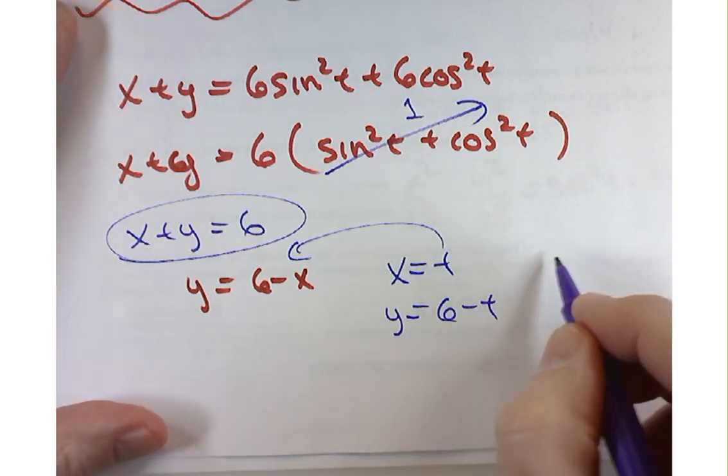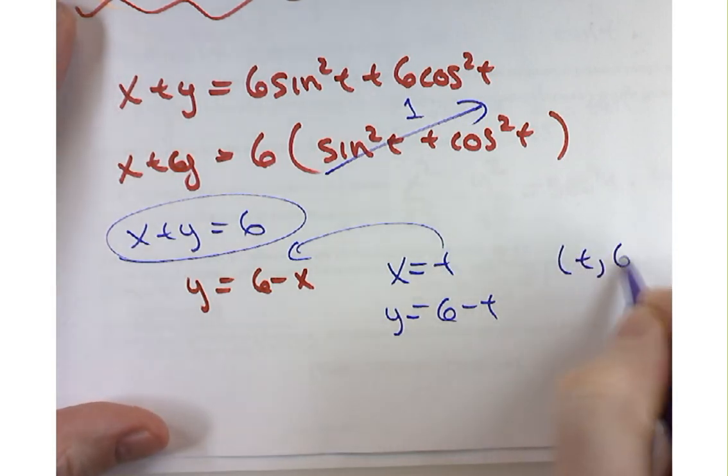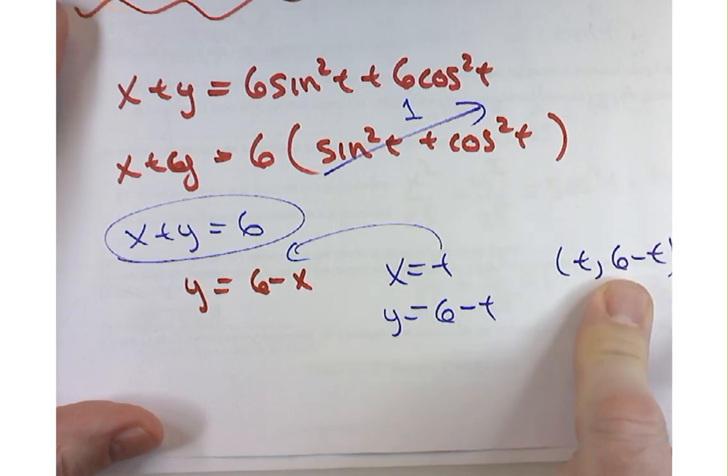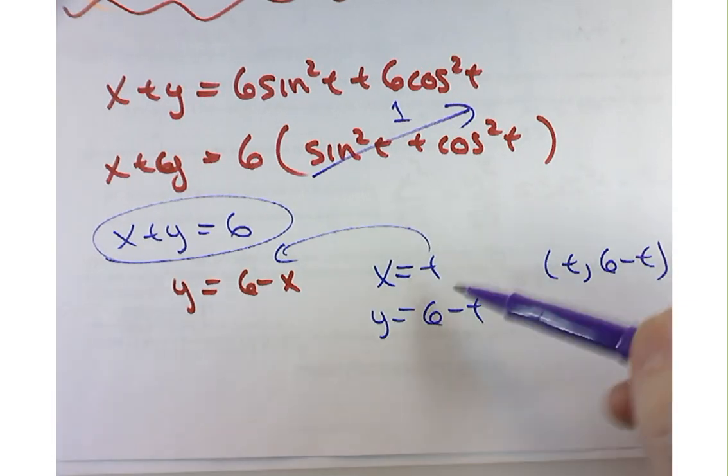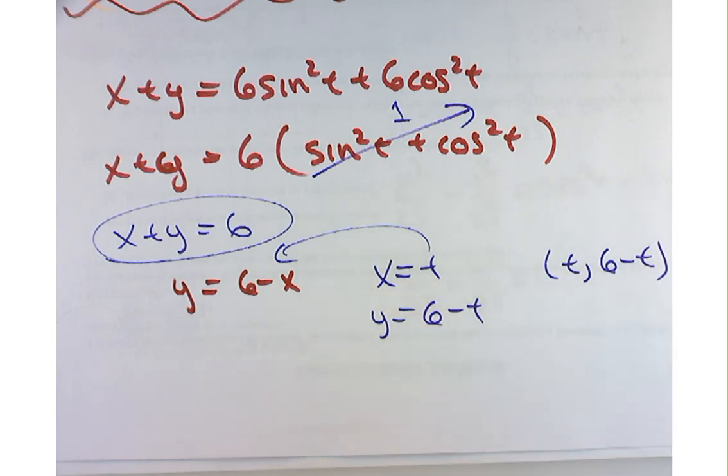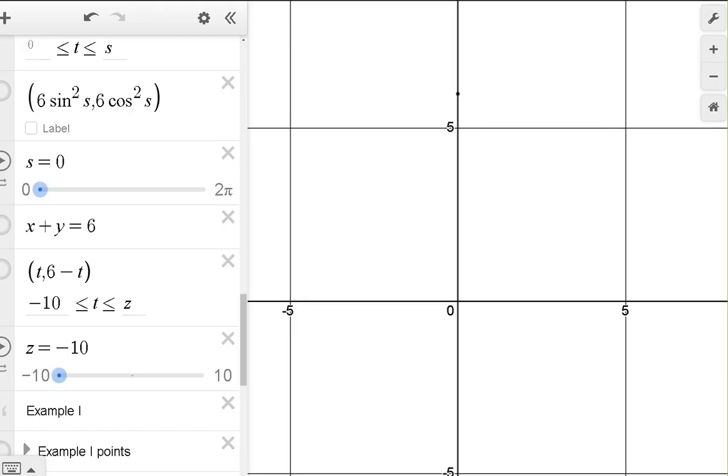So your pairs of points are going to look like t and 6 minus t. That's what you would graph on Desmos. This is what you would put into your graphing calculator. So now you've got a parameterization for that line. Now it may not match perfectly the parameterization you had just a minute ago, but that's okay. So here's your parameterization right here. And if you move this around, you'll see that, oh yeah, you do get this.